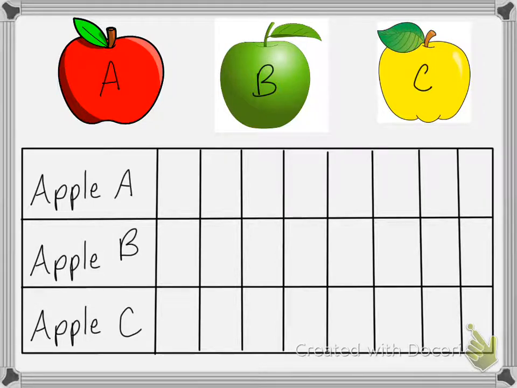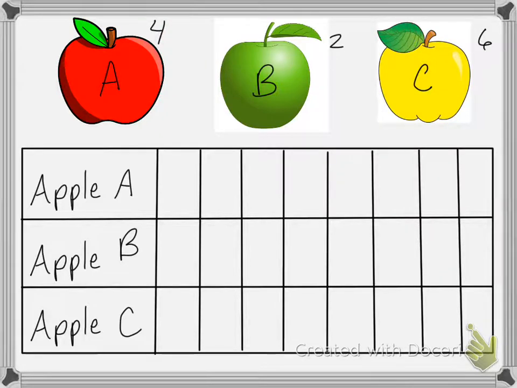So let's say I cut these apples up into pieces, and I give everyone a piece. We're going to see whose favorite is apple A. So let's say 4 people liked apple A. Let's say that 2 people liked apple B, and that 6 people liked apple C. So let's fill in my graph. Remember, I fill in 1 box for every person who likes the apple.